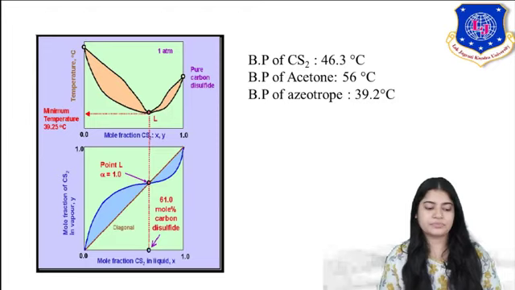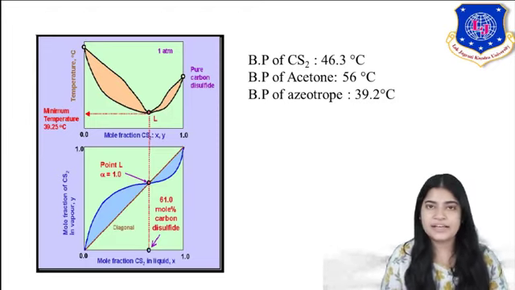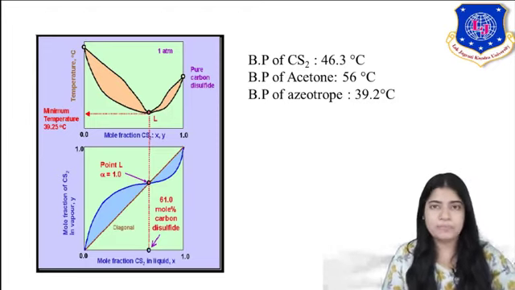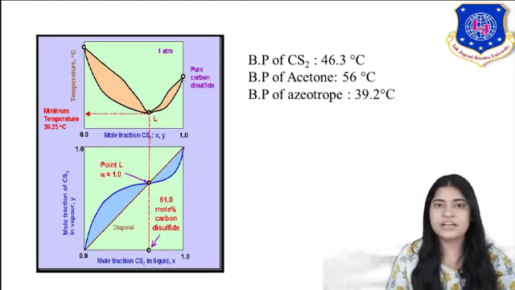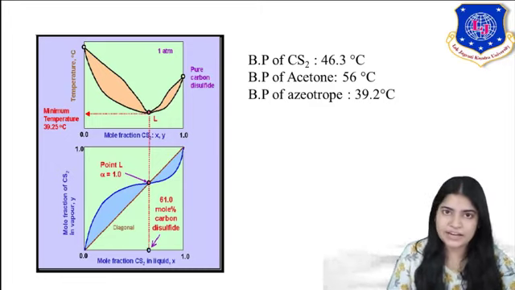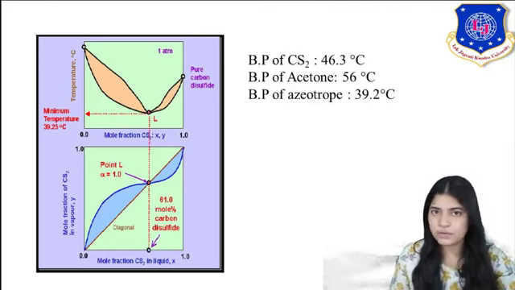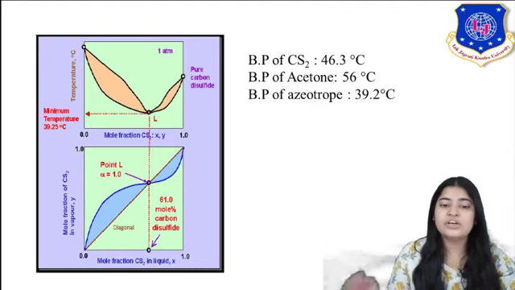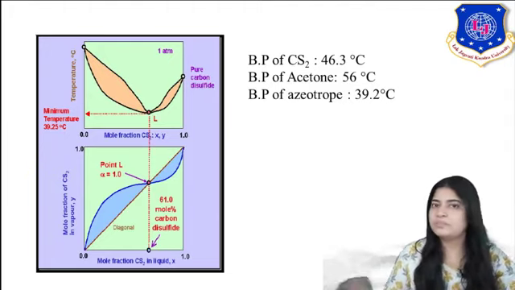Now take a look at the XY diagram. L point is the condition of azeotrope when y is equal to x. It means at 0.61 mole fraction of carbon disulfide, I am getting my azeotropic condition, y is equal to x. But take a look at the diagram. Other than 0.61 composition, you are getting a difference between x and y. It means when I am boiling my solution, y and x would be different.